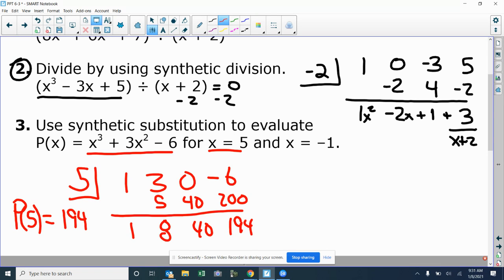So that means that's a coordinate, isn't it? 5 for x, 194 for y is a coordinate there. Questions there? Everybody good?